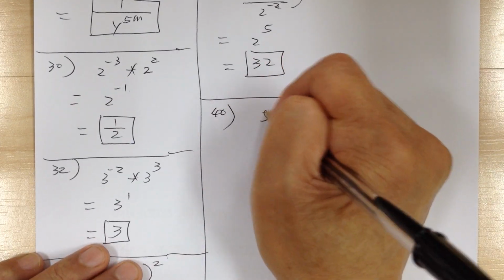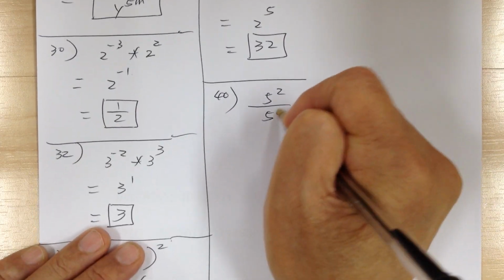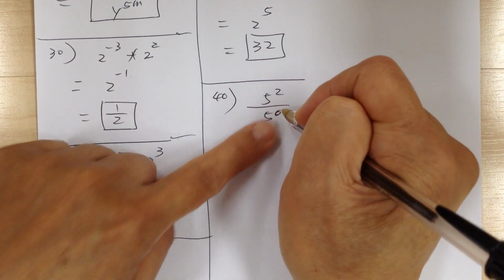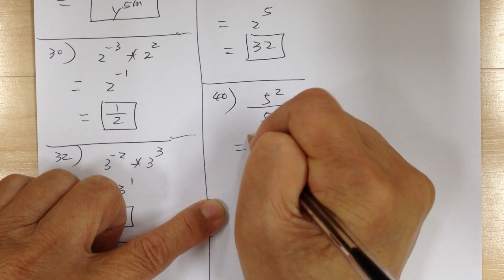Okay, number 40, you got 5 squared over 5 to the 0. So this is just equal to 1. Okay, so it doesn't do anything, right? 5 to the 0 power is 1. So 5 squared is equal to 25.